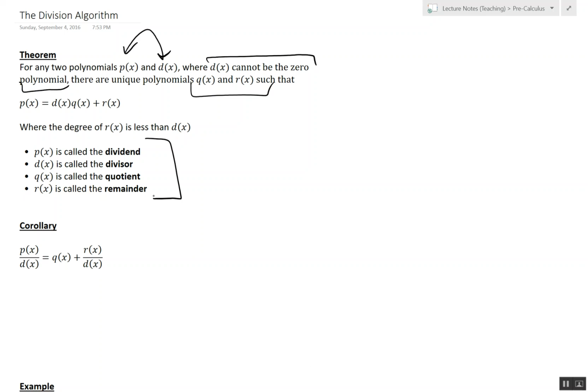And so usually we don't write the division algorithm like this. We usually write it in this form by dividing both sides by d of x, and we say that p of x over d of x is equal to a polynomial plus the remainder over what you divided by. But that is just this equation divided by d of x.